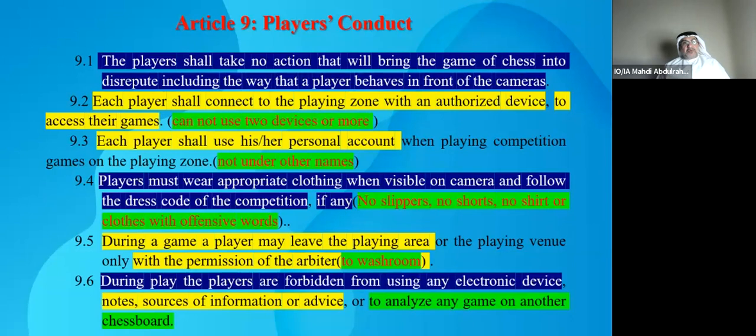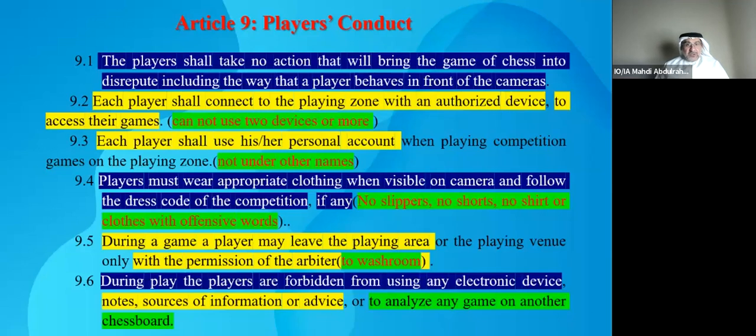If you start with a computer, you have to end with the computer. You cannot say, okay, first round I play by laptop, second I will play by computer. So like this, not allowed. Not allowed also to play by your mobile phone. Not allowed to play by iPad or iPod. Only your laptop or your computer.